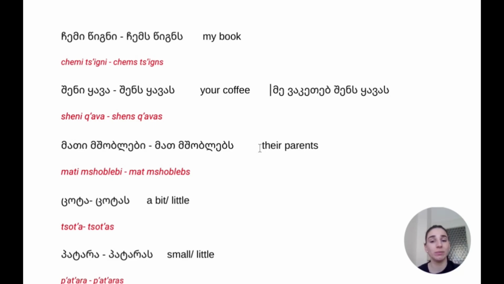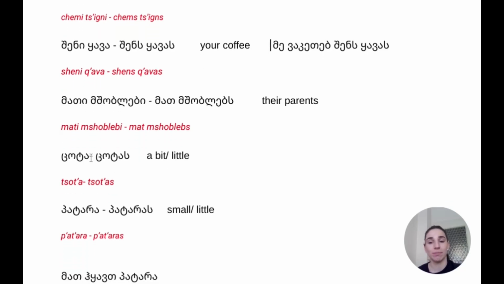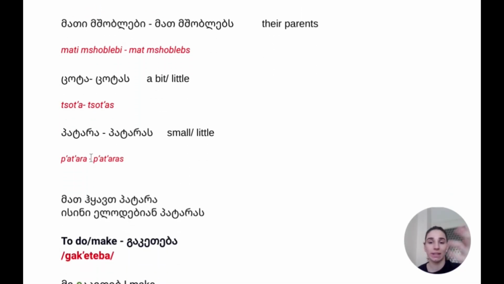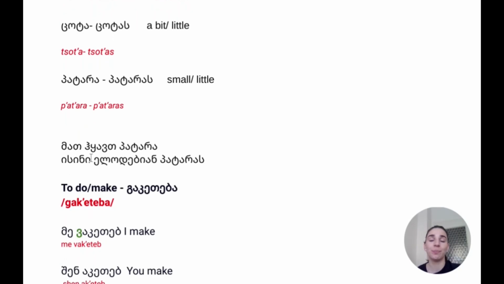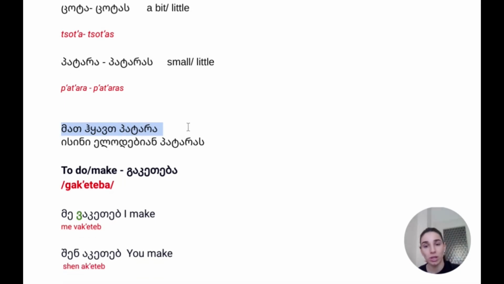Mat mshoblebs. Okay, the next one, tsota is tsotas, patara, pataras. We have mentioned it already. Patara means small, remember? Patara also means little, and patara also means a baby. Okay, little baby. Like they have a baby would be mat out patara. Of course, you can also say mat out baushri or mat out patara baushri.